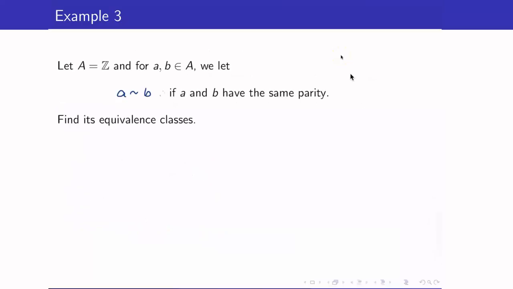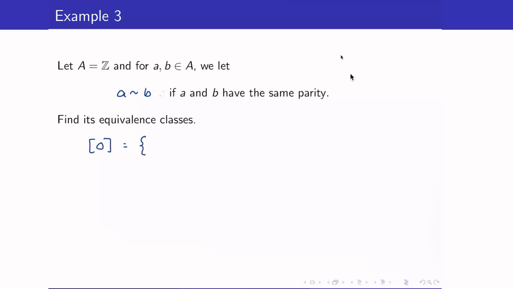Next, suppose that our set A is a set of integers and the relation is given by this one: a will be equivalent to b if a and b have the same parity. Now, in our previous video lecture, we have already shown that this is an equivalence relation. So therefore, let us find its equivalence classes. Let's start, let's say, with 0. What will be the equivalence class containing 0?